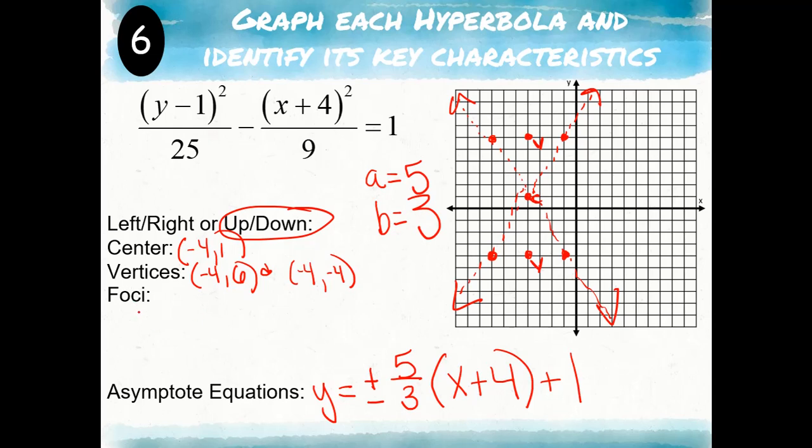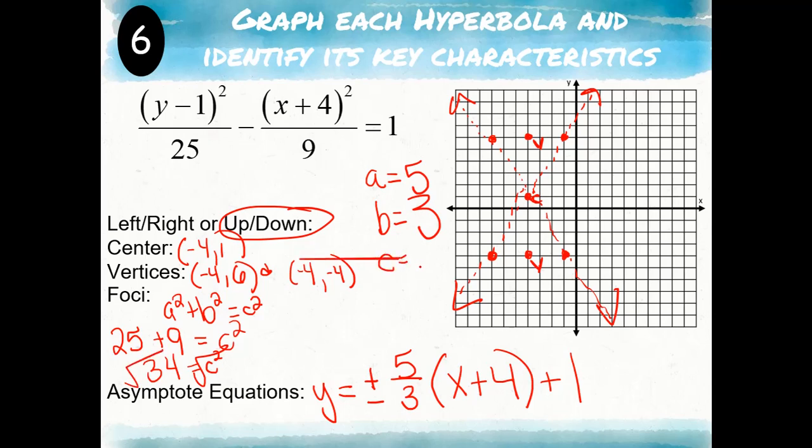Let's find foci now. So remember that is a squared plus b squared equals c squared. So I'm going to go 25 plus 9 equals c squared. That's 34 equals c squared. So c is the, whoops, pen just went a little weird there. Ooh, does 34 break down at all?